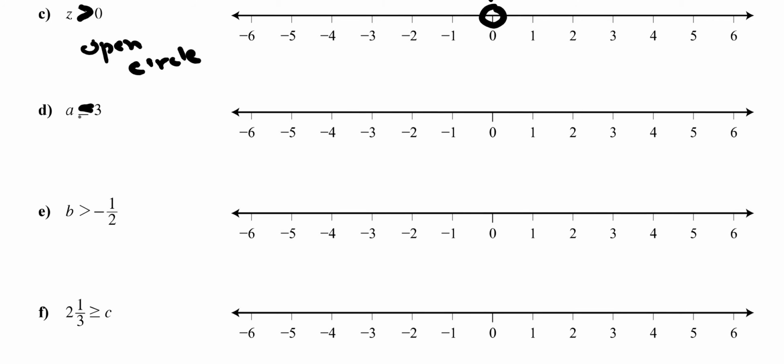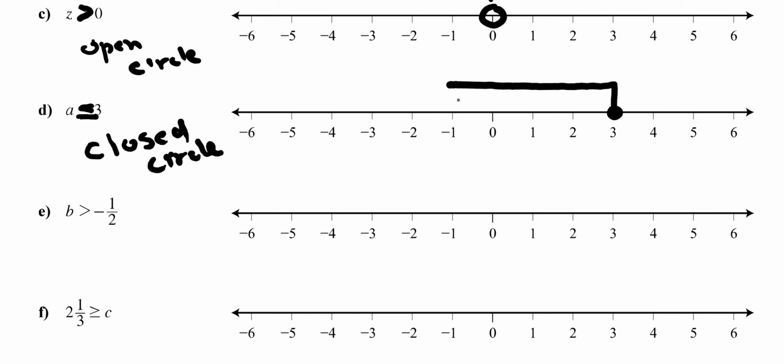For letter D, A is less than or equal to 3. Since there's an equal sign, this is a closed circle. So locate 3 on the number line, which is right there. There's my closed circle. If you're less than that, you're shading everything to the left-hand side.